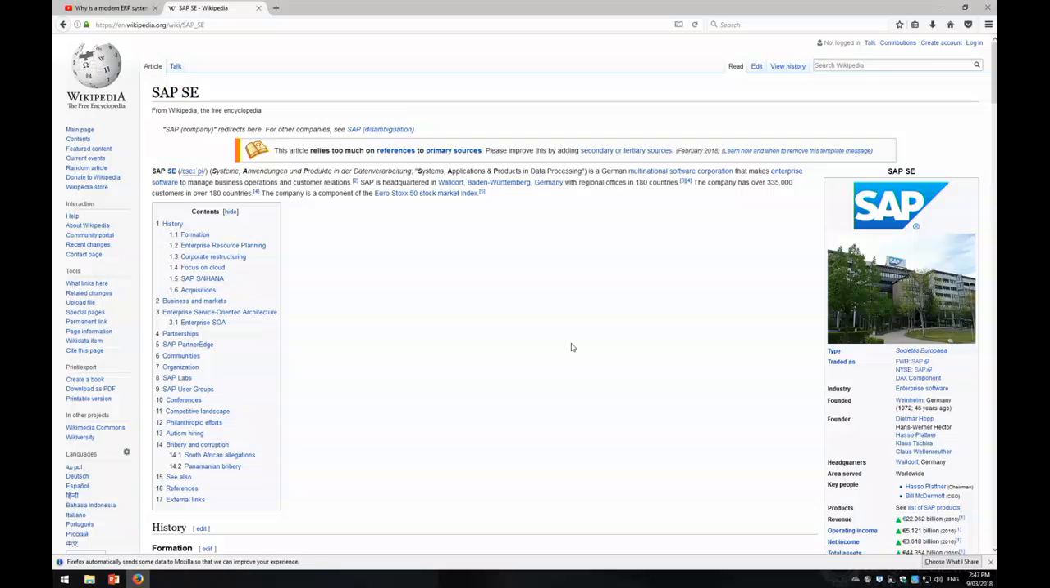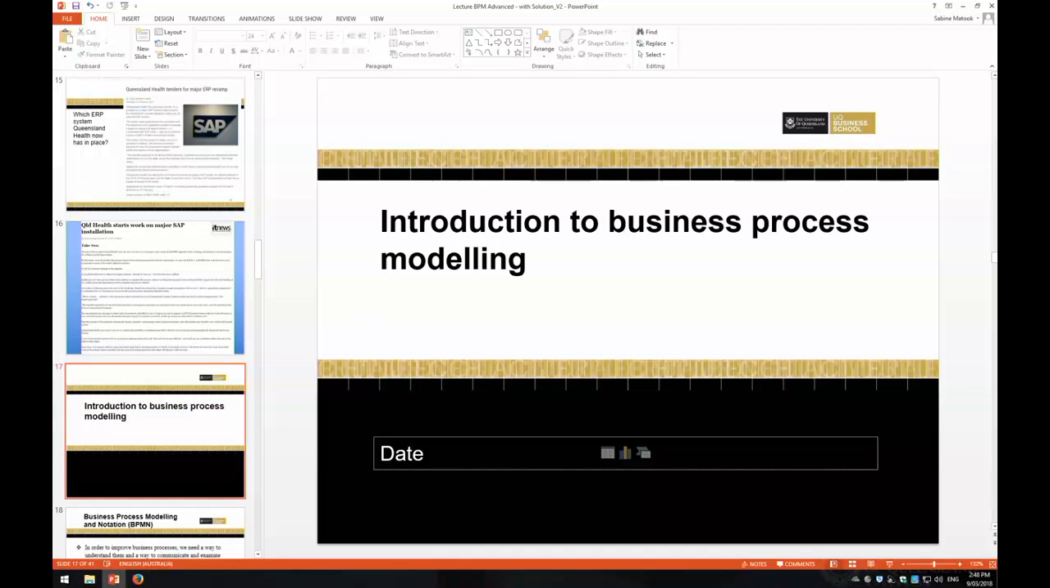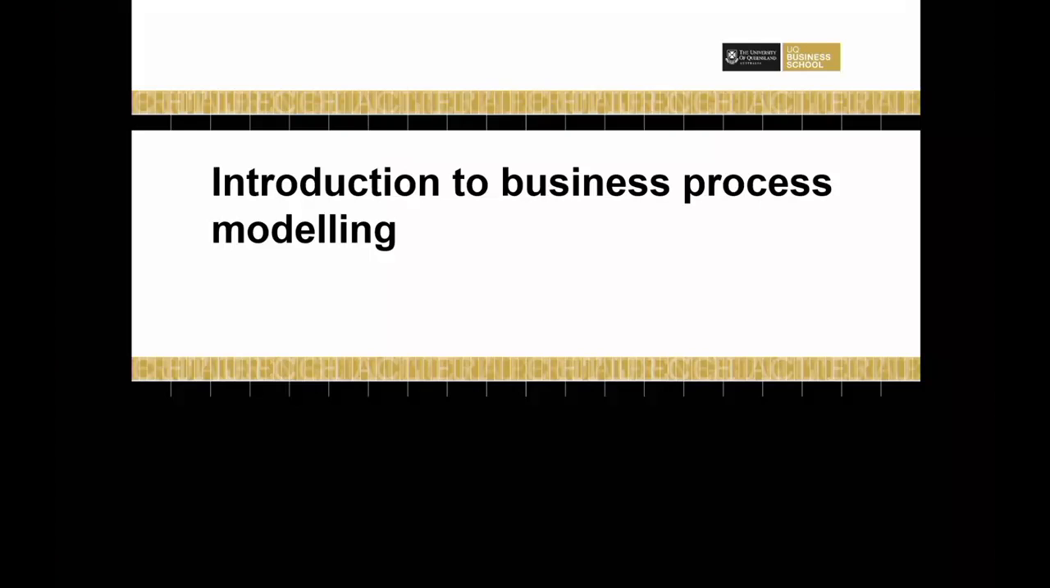And does it say how many employees they have? No, it doesn't say here. But this is one of the common solutions of vendors that exist, and very successful in marketing their products. They have every solution you can think of. Okay, if there are no more questions, let's move on to the business process modeling language.